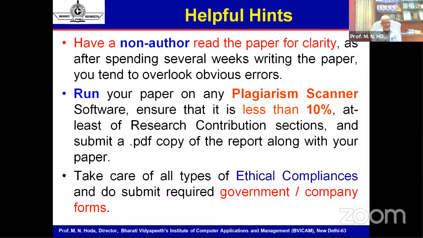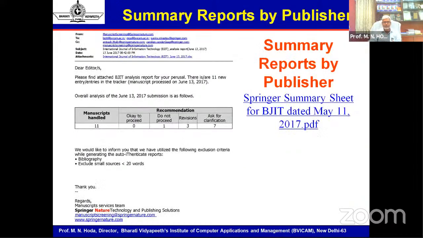Next helpful hint is to run your paper through some plagiarism software. Plagiarism software is a wrong word. In fact, it is software which identifies the similarity index, right? Ensure that it's less than 10%, and then only you submit the paper. And take care of all ethical compliances, whether it's a major compliance or a minor compliance. I have already spoken about this. And you see, many times papers are rejected just because of plagiarism.